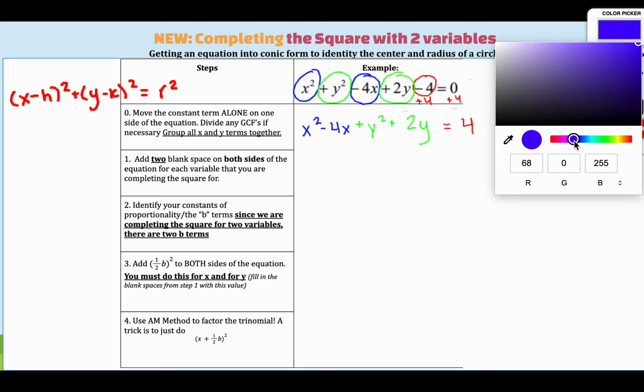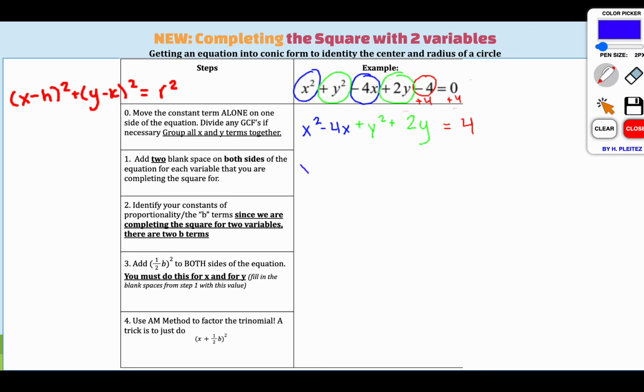Now, in this case, our step number 1 was typically to add one blank space on each side. But since we're completing the square for two variables, we need to add two blank spaces. So essentially what you're doing is completing the square for your x terms, and completing the square for your y terms. So for our x terms, we'll keep that in blue. x squared minus 4x plus something, right?